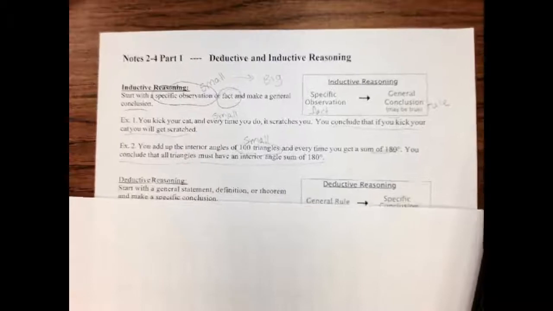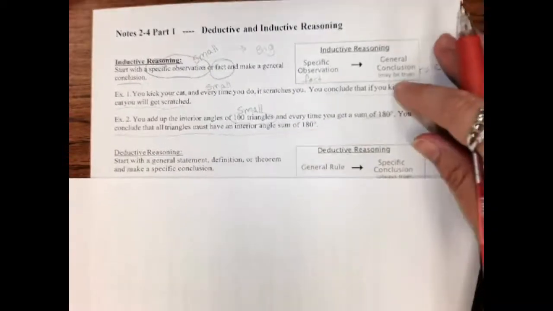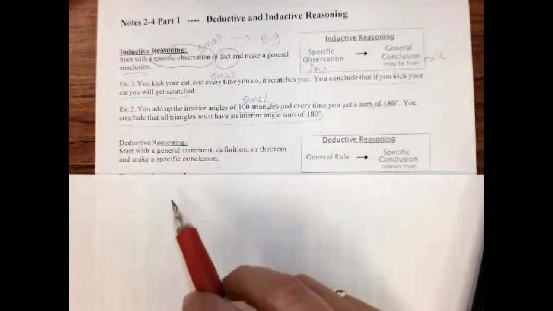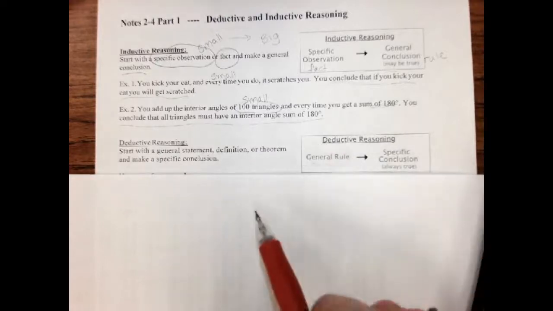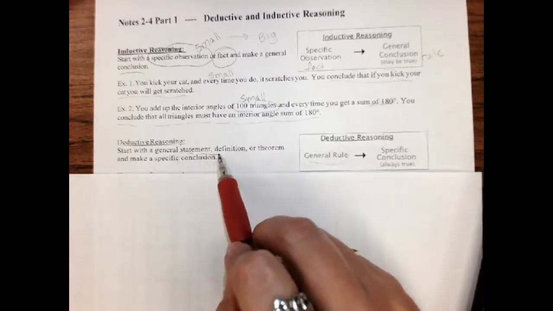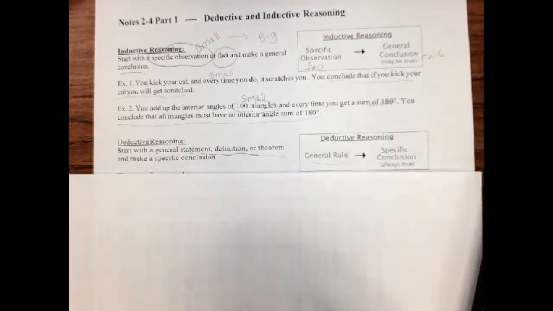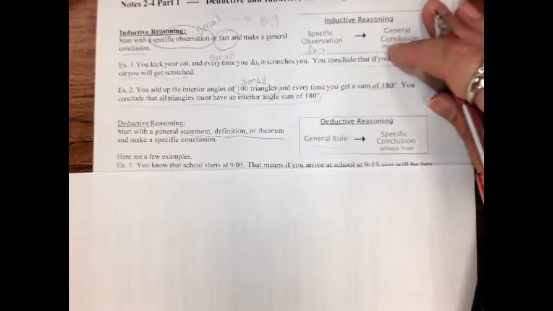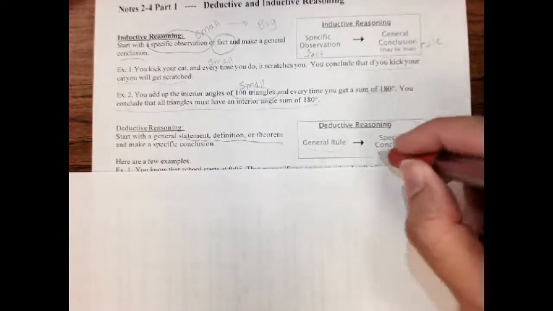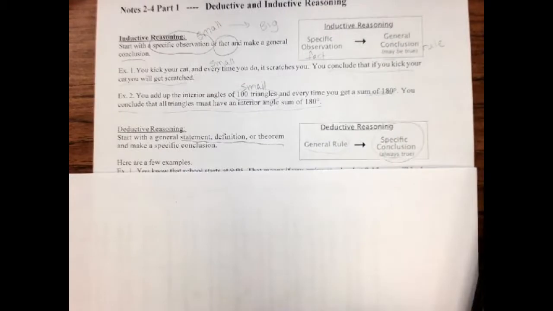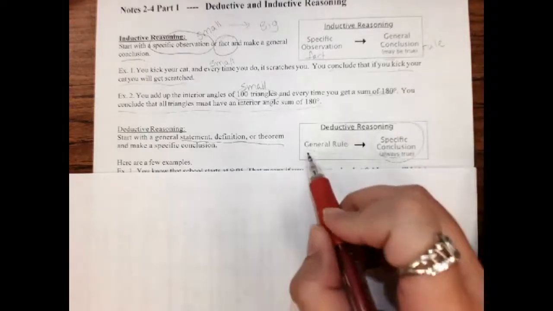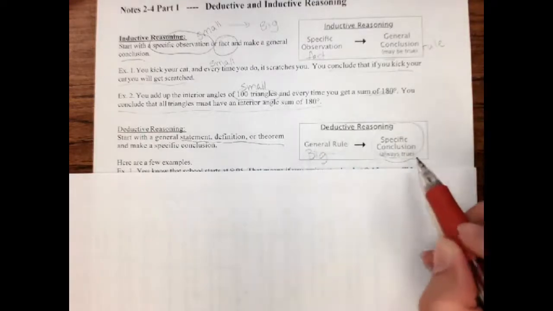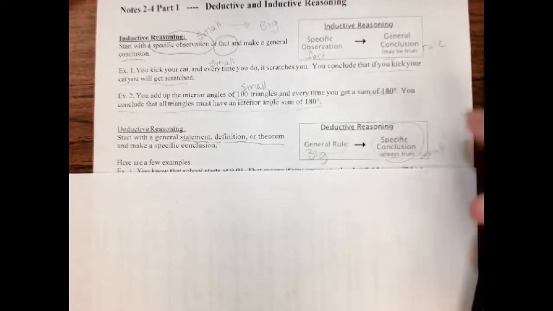The other kind we have is deductive reasoning, and this is where you're given a general rule, which could be a statement, a definition, or a theorem. This is what you see a lot in math, where we give you the rule, and then you apply it to a specific case. You apply it to question number 1. You apply it to the question on the test. That's how it works. You start with a general rule, so you start with the big statement, and you go to a small example. So let's look at a couple of those.